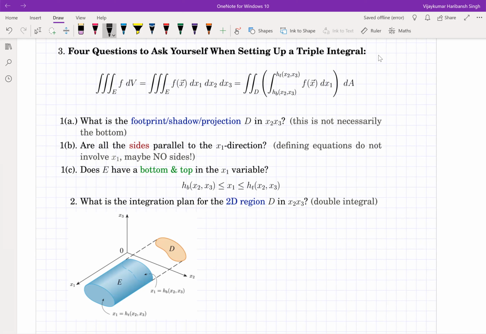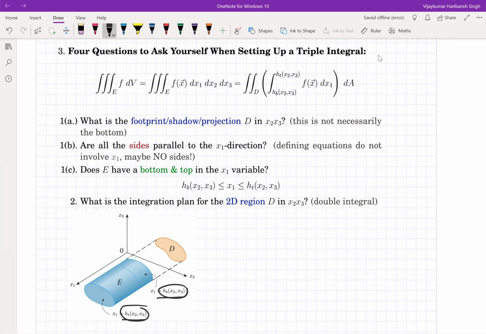So first thing to realize is that, suppose it's an x1-first region, right? So x1-first region means your x1 lies between functions of x2, x3. Okay, so this one is like, say, top, and this is the bottom, right? So then what we do is the following.